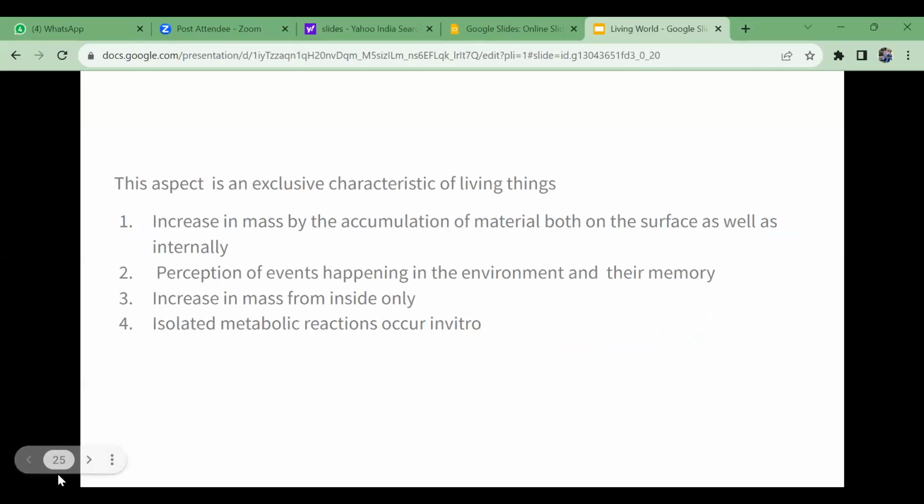Okay, answer this. Which aspect is the exclusive characteristic of living organisms?